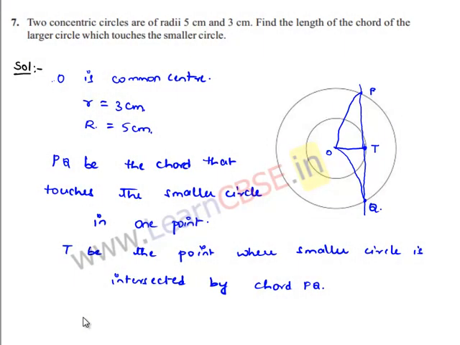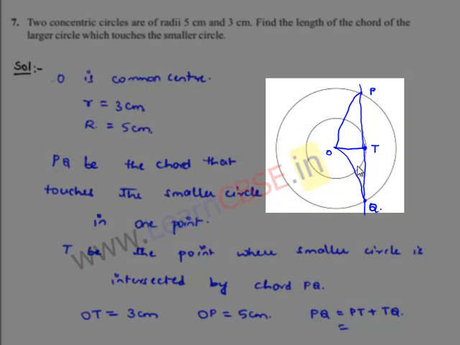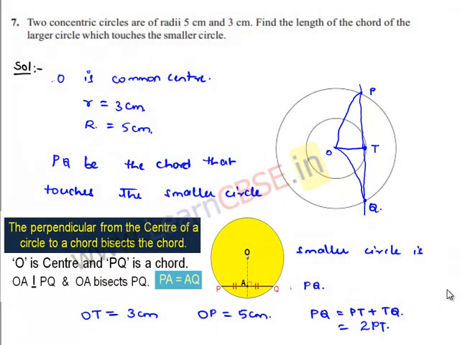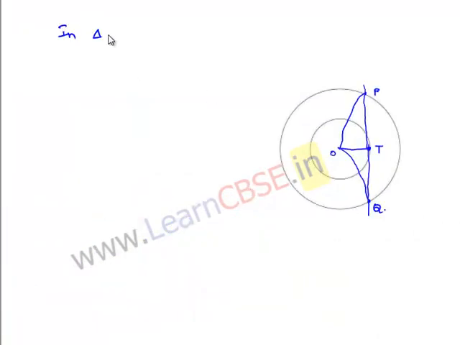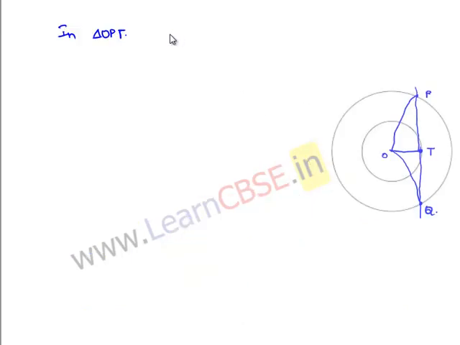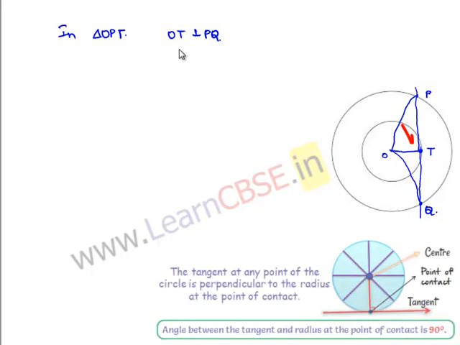Now we know that OT is the radius of the smaller circle, that is 3 centimeters, and OP is nothing but the radius of the larger circle, that is 5 centimeters. We know PQ is equal to PT plus TQ, as OT is bisecting PQ. We can say PQ can be written as 2 times PT. Now if we consider triangle OPT, OT is perpendicular to PQ, since the angle between the radius and the tangent is 90 degrees.